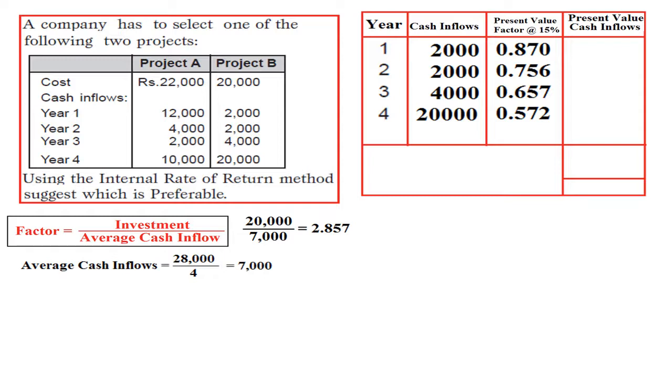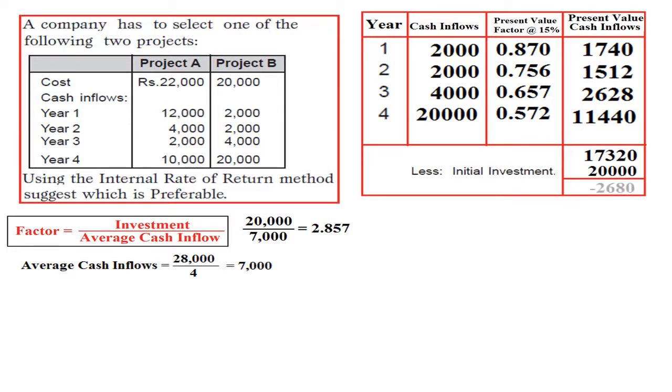A link will be available regarding this video on how to calculate. So we need to calculate the present value of cash inflows: 2000, 2000, 4000 and 20,000. We multiply them with the present value factors, then we get the present value of cash inflows, and make the summation. This is the present value of cash inflows minus the investment of 20,000. So we are getting a negative NPV.